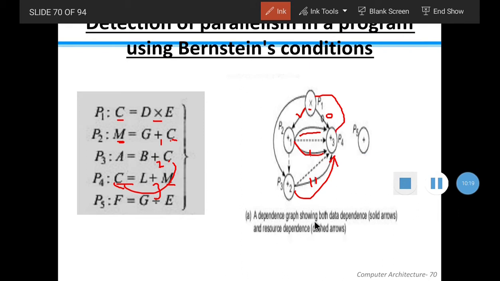So the dependence graph shows both data dependence, that is solid arrows, and resource dependence, which is denoted by dashed arrows. Resource here means hardware, because for addition we are using this hardware, so they are all dependent if you want to execute the same type of instructions, then we are using these hardwares, that is adders. That's why resource dependence is denoted by dashed arrows.